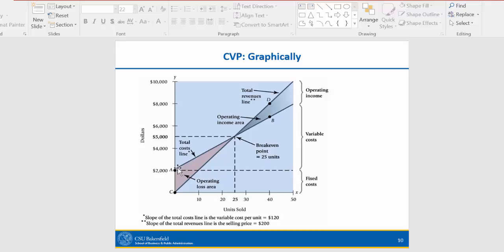Then we're looking at a slope. The slope tells you variable cost per unit. And this straight line passing through A and B, that's the total cost line. We also have the total revenues line passing through points C and D. For this one, the y-intercept, that's C, that's zero as well. When you have zero sales, you have zero revenues. So this revenue line must pass through the origin.